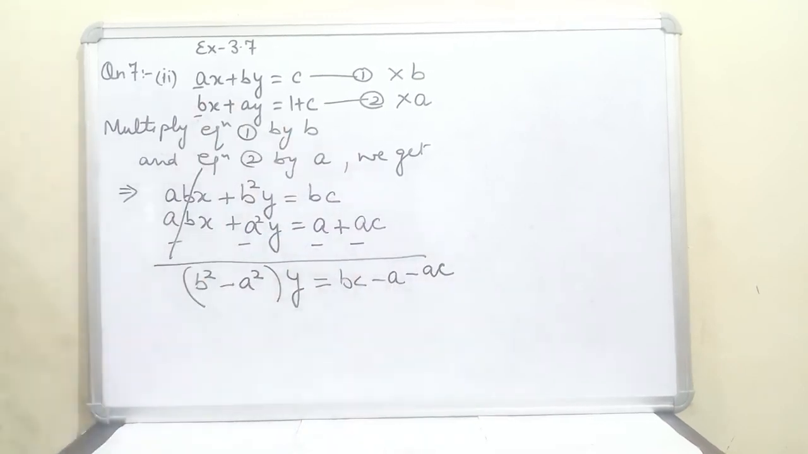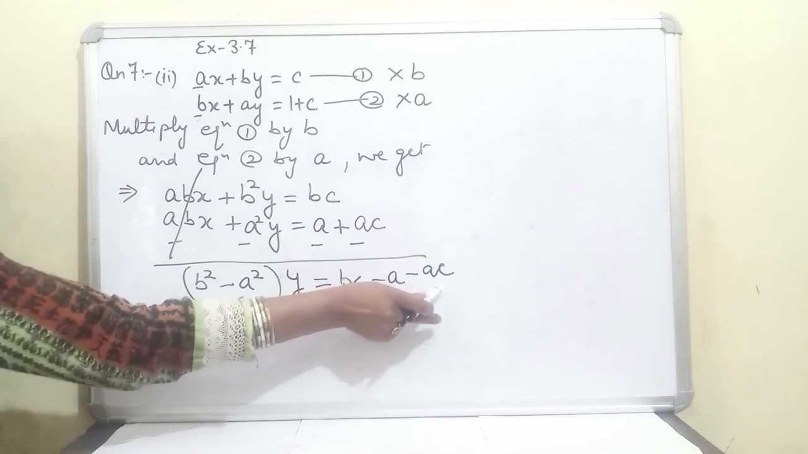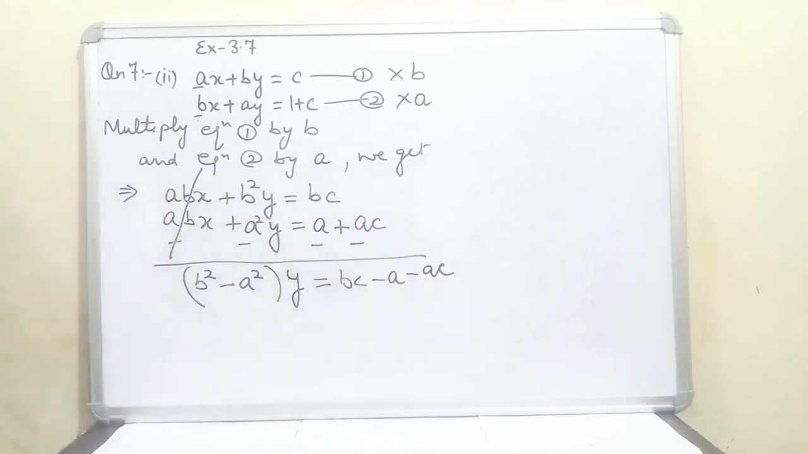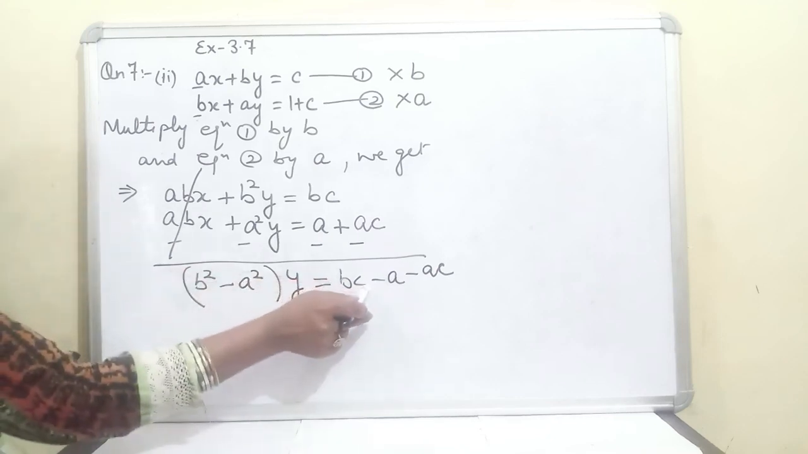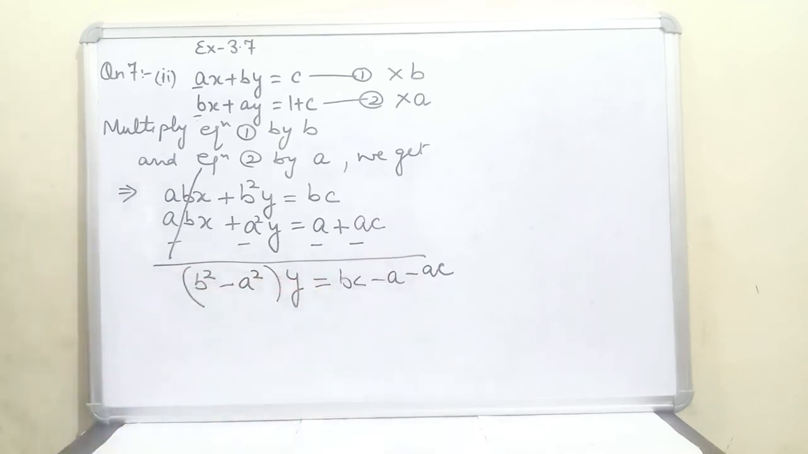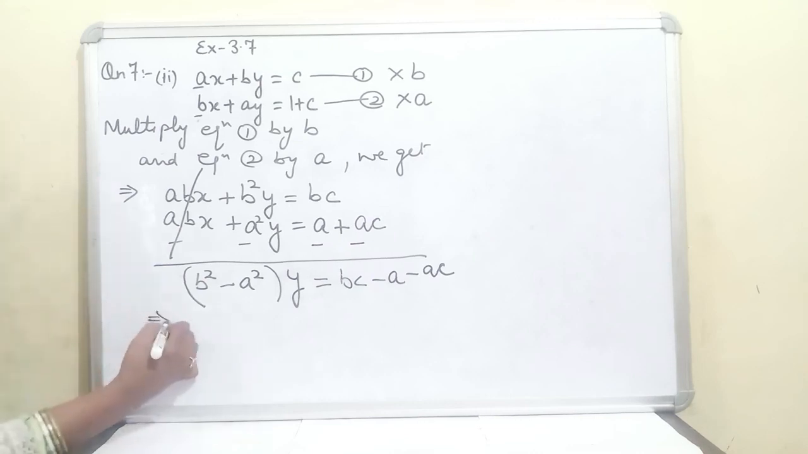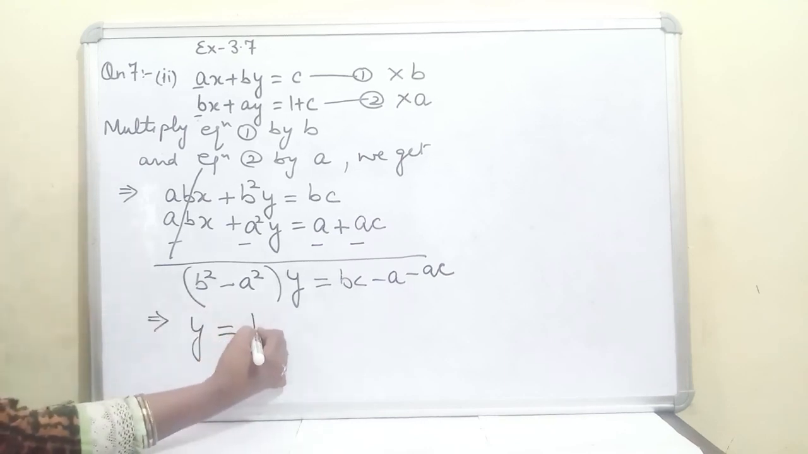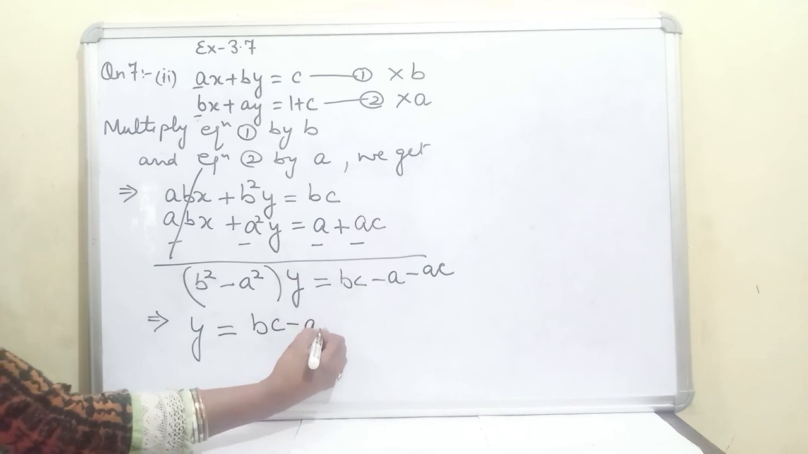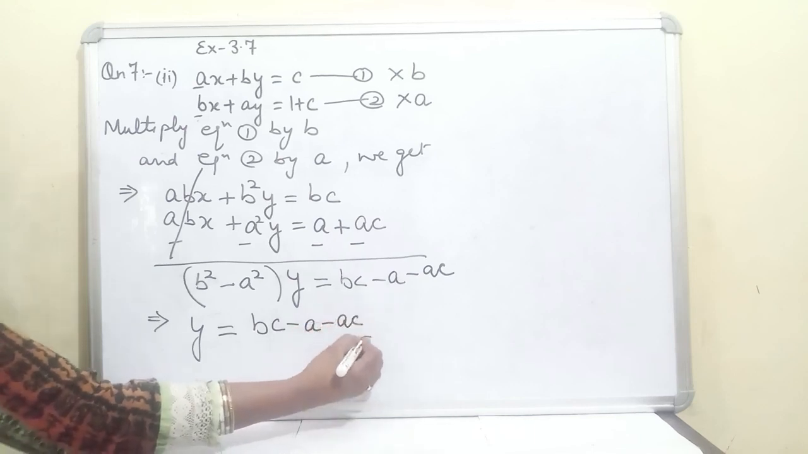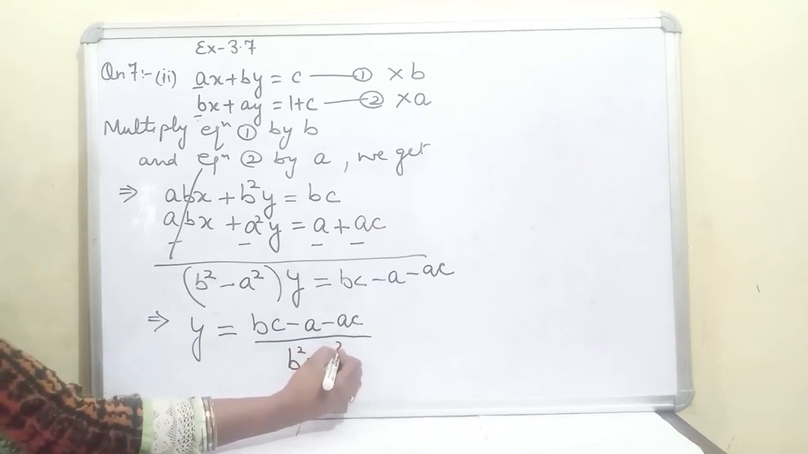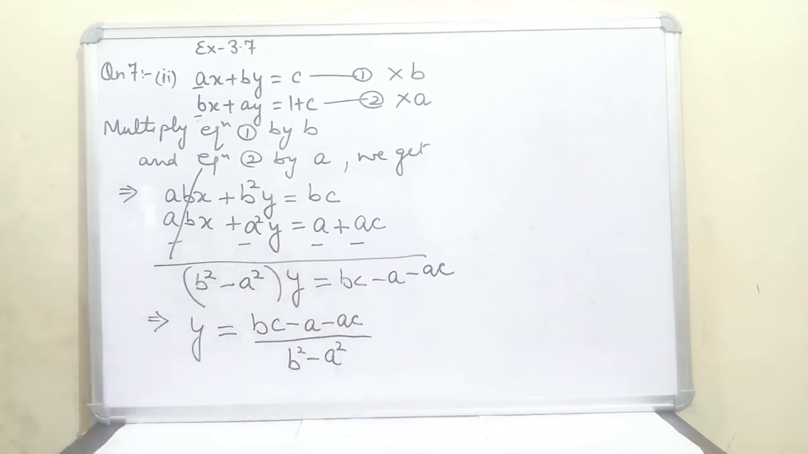ac. Okay, can you subtract these two, or these two, or add or subtract? Can you do anything here? First and third, no, we cannot. We can just take c common. Otherwise, we cannot add or subtract them because they are not like terms. So I'm just finding out the value of y from here. This will be bc minus a minus ac upon b square minus a square. This will be the answer for y, right?